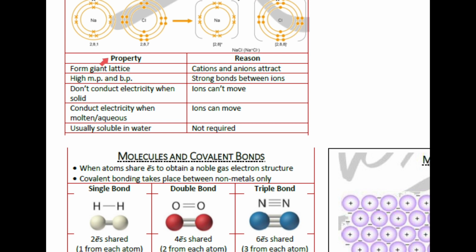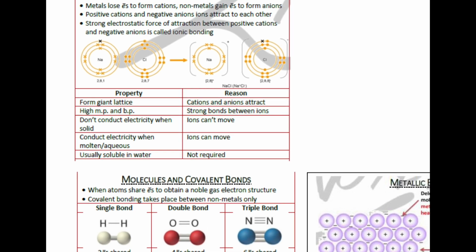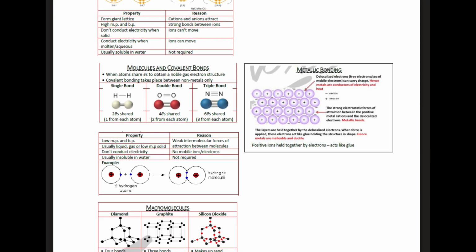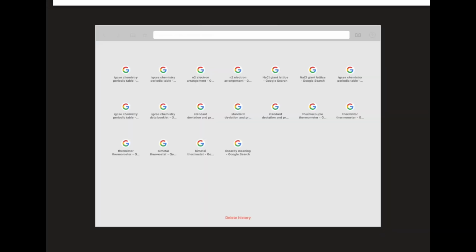Now let's see the property and reason. They form a giant lattice. What is meant by that? Giant lattice, I'll show a picture. NaCl giant lattice. NaCl is sodium chloride, like what we discussed just now. They form ionic bond. So how do they form a giant lattice then?